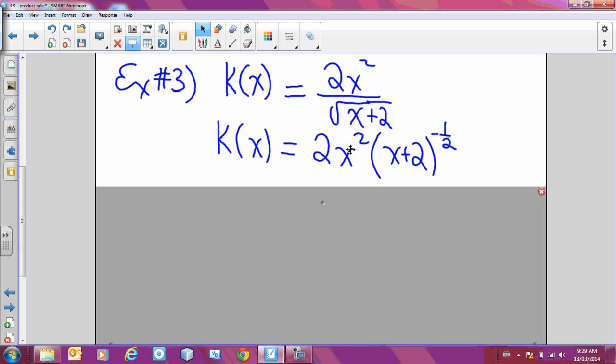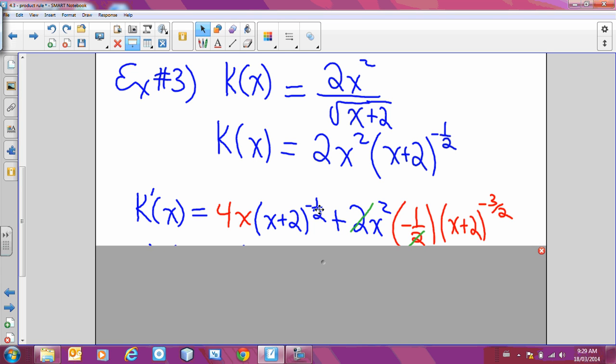Each is in the form that we know, the x to the n sort of idea. So this expression, we'll take the derivative, get the 4x. This expression we'll leave alone, plus the 2x squared, and then we take the derivative of the second term.